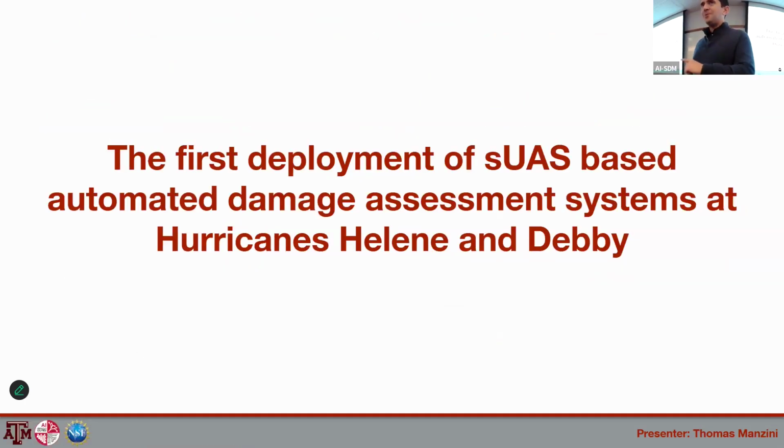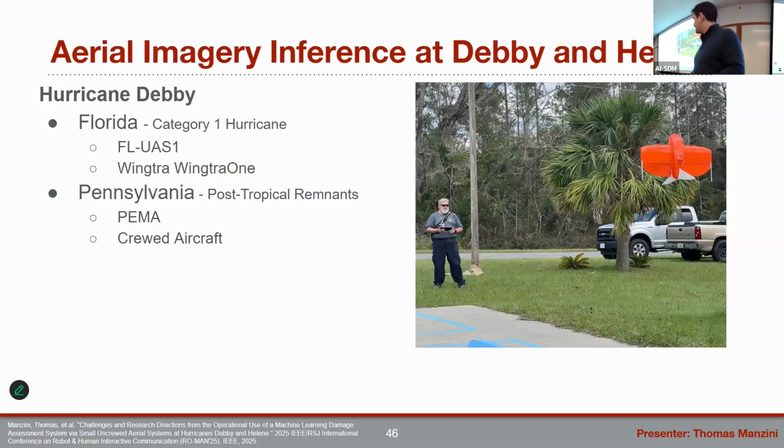So now that we're done with the background, let's talk about the actual deployment. We deployed twice for Hurricane Debby, once in conjunction with the Florida UAS-1 task force as a part of the Florida Department of Emergency Management. And the flights were done using a Wingtra One. And then the second one was in Pennsylvania with the Pennsylvania Emergency Management Agency. They were actually flying crewed aircraft.